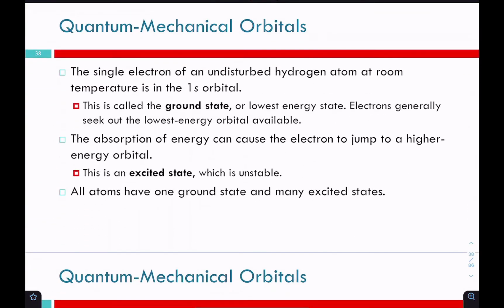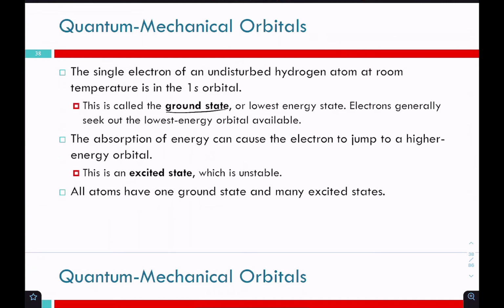So the single electron of an undisturbed hydrogen atom, remember hydrogen only has one electron, at room temperature is in the 1s orbital. That's where it hangs out. And that's called the ground state, which is the lowest energy state. And electrons generally seek out the lowest energy orbital available. So they don't want to hang out in high energy orbitals. I don't want to hang out at high energy places. I like to stay in the lowest energy state possible.